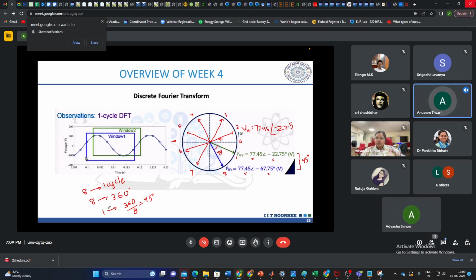Ma'am, in DFT, do we always have to take 8 samples a cycle? No, it is this. For example, we had considered the sampling frequency as 400 hertz. In real systems, actually, you'll have higher resolution data. For this example, we are taking 8 samples here. So depending upon the sample rate, this phasor angle will also vary.